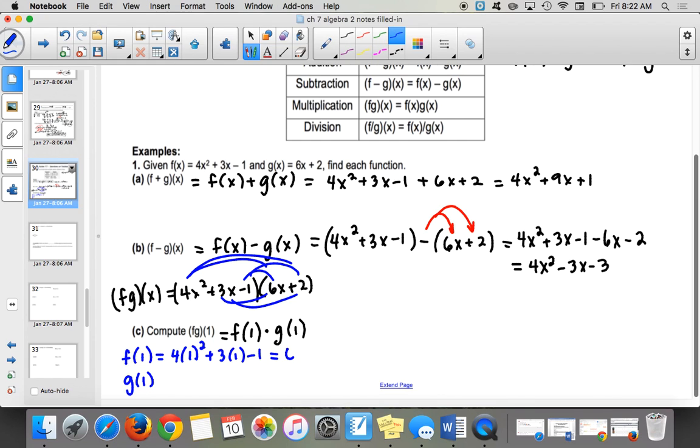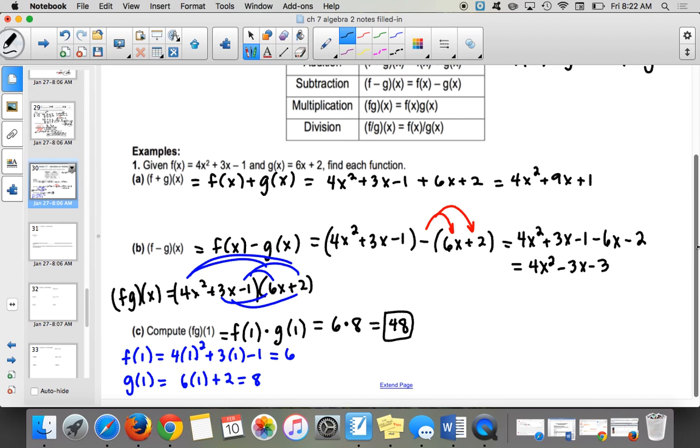6, yep. And then g of 1 is going to be 6 times 1 plus 2. It ends up being 8. So we take our answers of 6 and multiply by 8, and we get 48. Much easier than foiling it all out, right? Does this make sense?